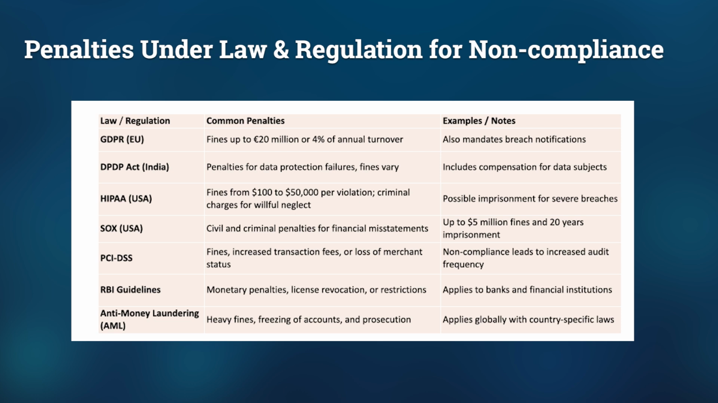SOX, USA: civil and criminal penalties for financial misstatements. PCI DSS: fines, increased transaction fees, or loss of merchant status. RBI guidelines: monetary penalties, license revocation or restrictions. Anti-money laundering: heavy fines, freezing of accounts, and prosecutions.